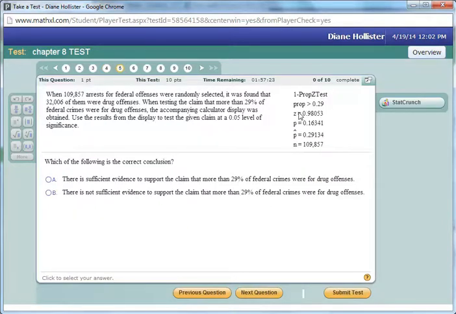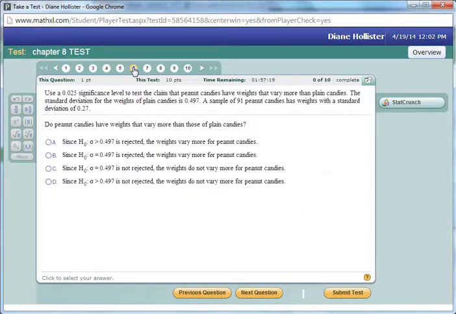Here's one again with a proportion. Again, it tells you clearly what type of problem it is. I'm just asking you to draw a conclusion. This particular one has you test the claim that they have weights that vary more than, again, similar to a problem that we did in homework. All of these should look familiar. This is talking about standard deviation.